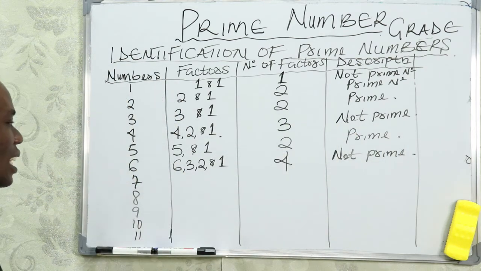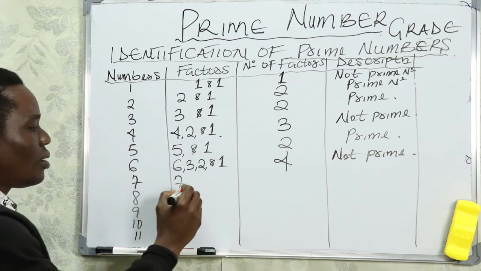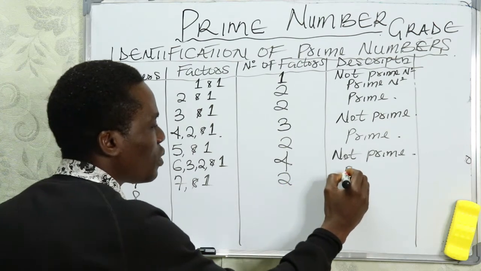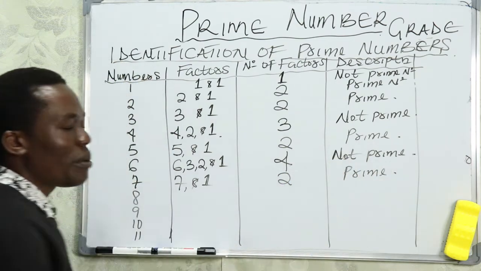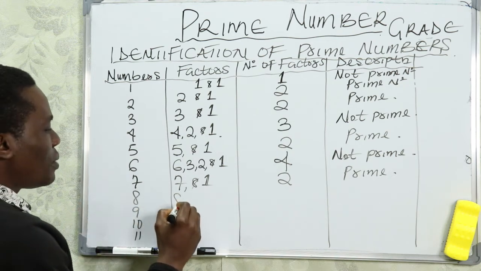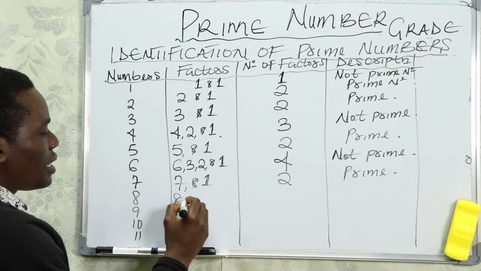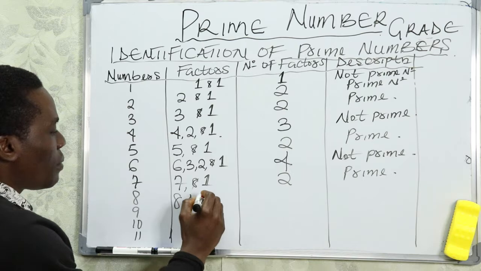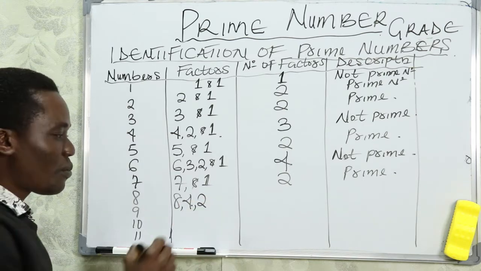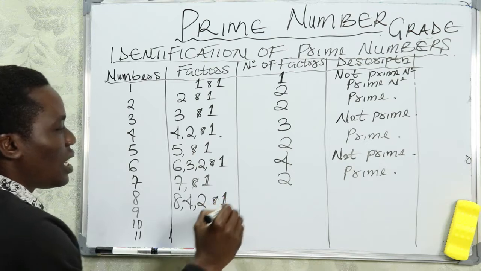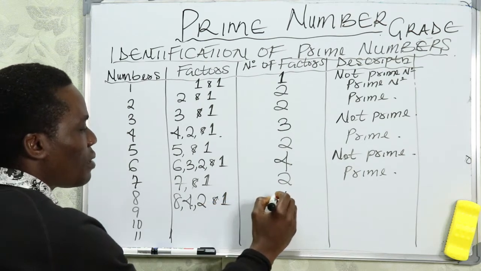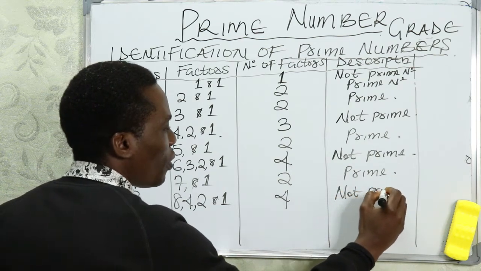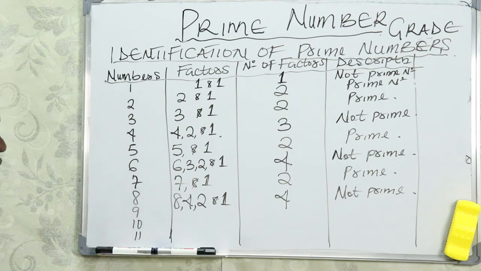Now let's analyze 7. 7 can be divided by itself and 1. So it has just 2 factors. It is a prime number. Now let's consider 8. 8 can be divided by itself. It can be divided by 4 because 8 divided by 4 is 2. It can be divided by 2 because 8 divided by 2 is 4, and it can be divided by 1. 8 divided by 1 is 8. So it has 4 factors. It is not a prime number.